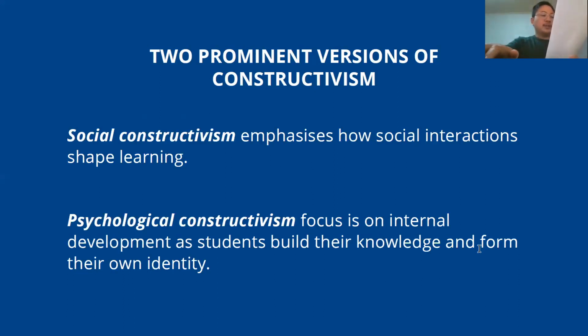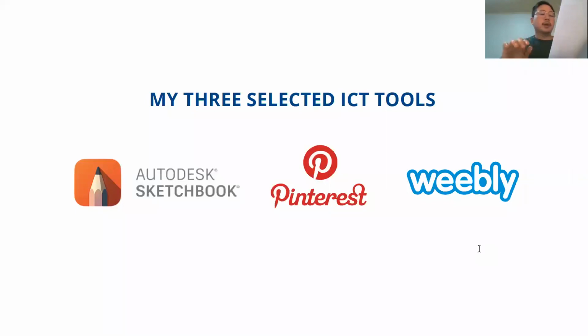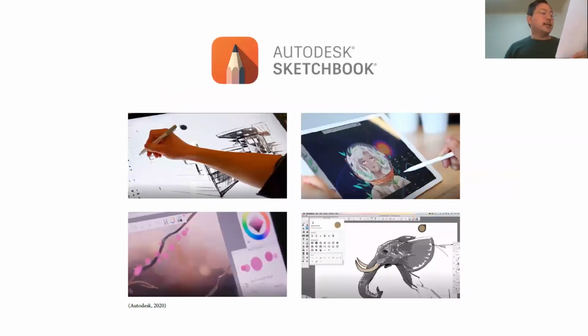Both forms of constructivism can be applied by using ICT tools in the classroom. Three of these tools, which are suitable for a Year 7 to 10 visual arts class, are Autodesk Sketchbook, Pinterest, and Weebly. The first ICT tool is a digital drawing program called Autodesk Sketchbook.